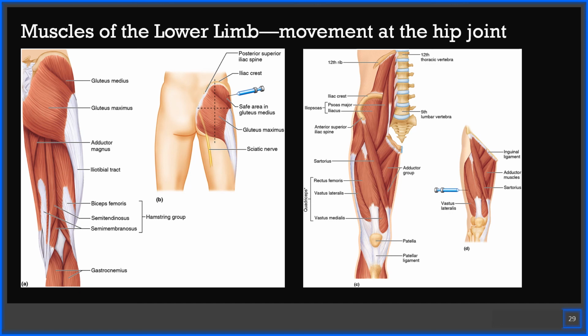So if any of you have ever played soccer, the kicking motion is done mostly by these muscles. Because the rectus femoris crosses 2 joints, the hip and the knee, it can also flex the hip. The vastus lateralis and rectus femoris are sometimes used as intramuscular injection sites. This is generally only in infants because they don't have those gluteal muscles yet.